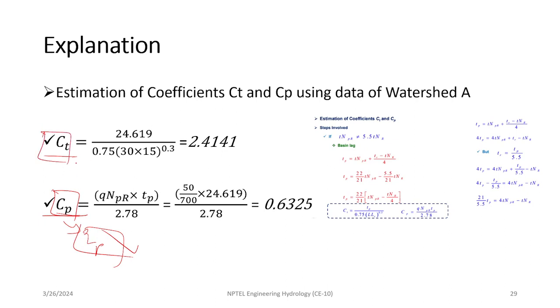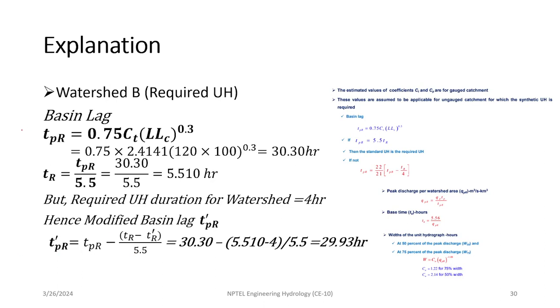if we are looking for any kind of information related to time, the time of that unit hydrograph, where we are required to find out a unit hydrograph, this CT parameter will play a key role, because using this only you can compute TR and TP. But when you utilize the other coefficient, then you can easily derive the QP value. Okay, don't confuse. Now see, again the things are the same. Now we are at the required watershed B, where we need to find out the unit hydrograph.